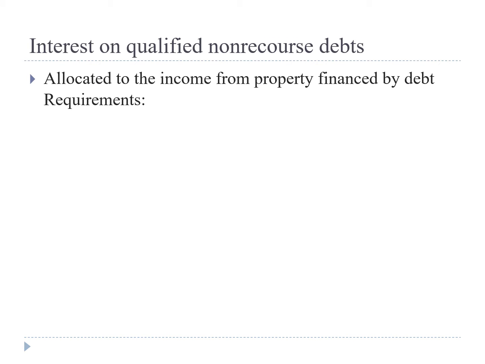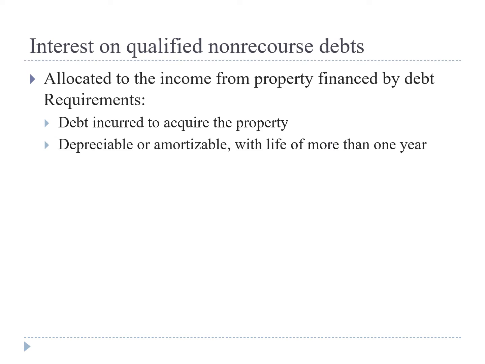Interest expense on qualified non-recourse debt is allocated to the income from the property financed by that debt. This rule is applied when the following conditions are met. The debt is incurred to acquire the property in question. The property is depreciable or amortizable with a life of more than 1 year. The debt proceeds were used to acquire the property.